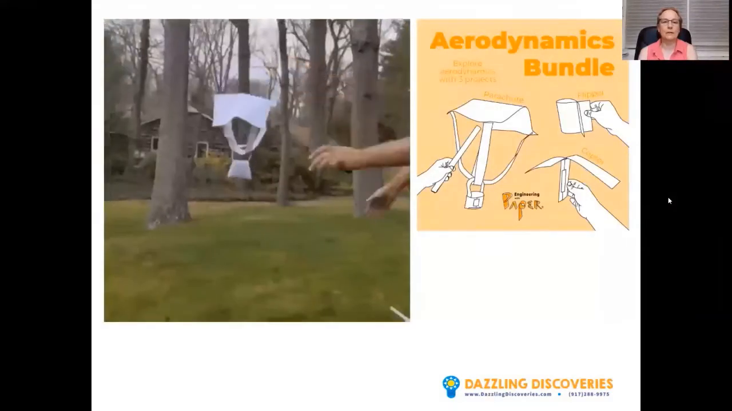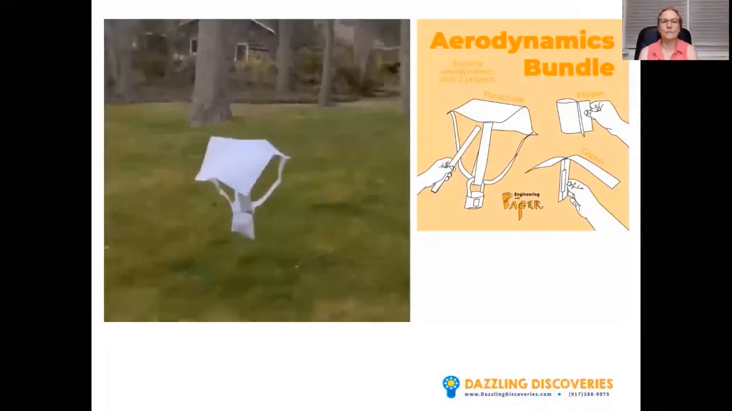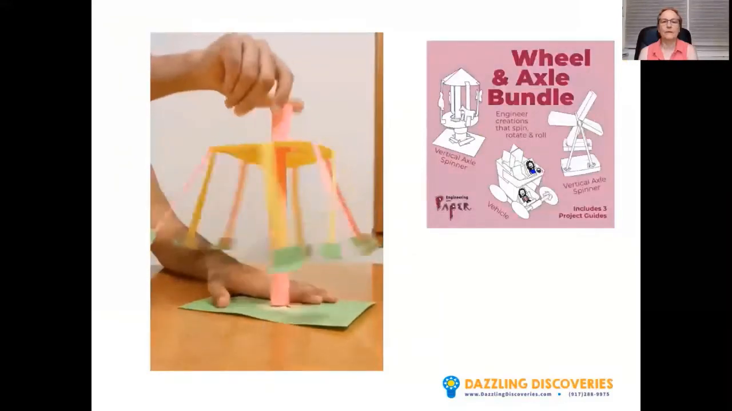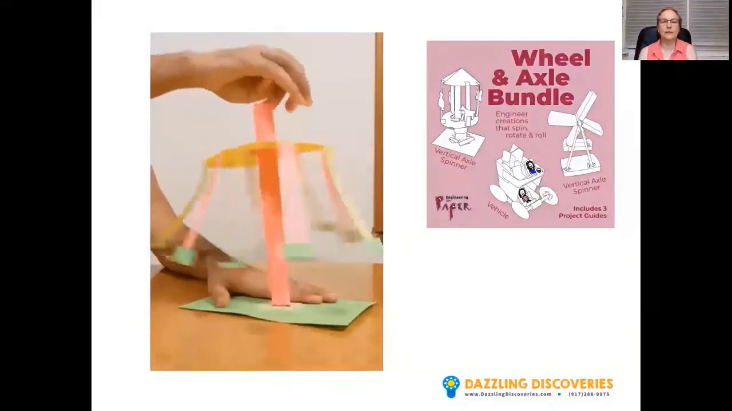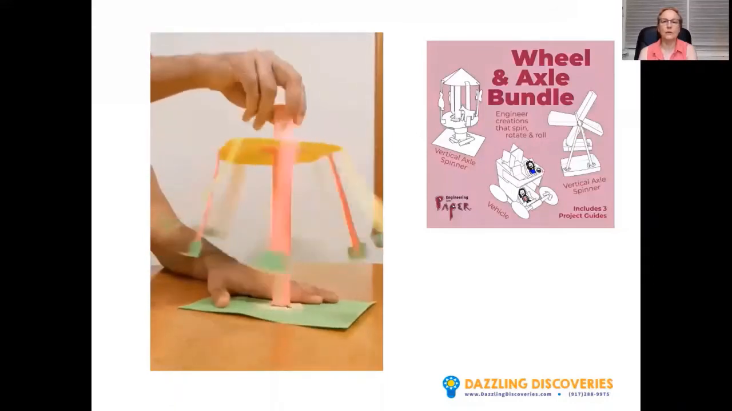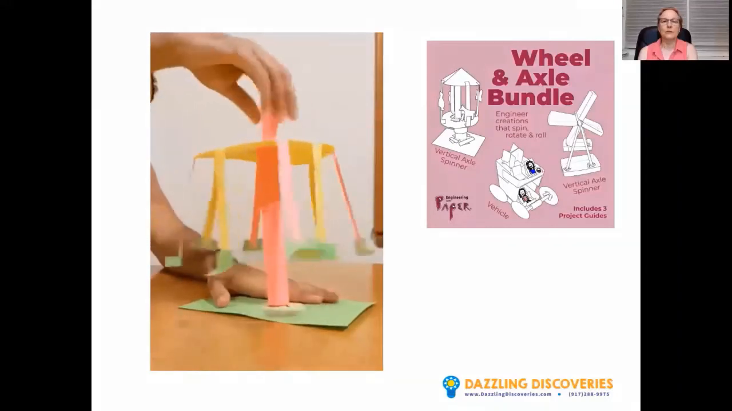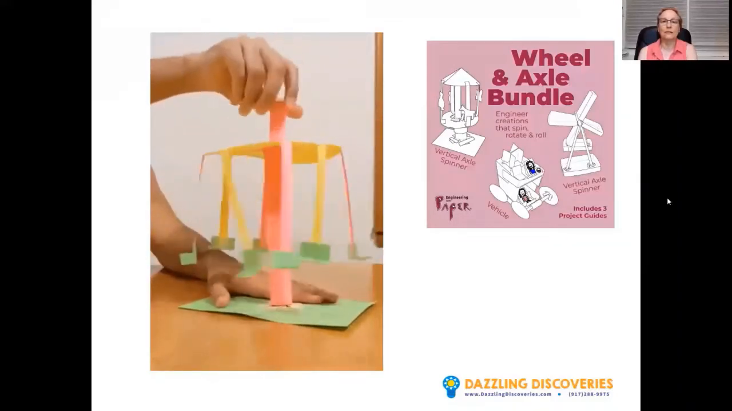This is an example of our parachute project. I'm just going to run through some quick images for you. This is a carousel. Again, these are all simple shapes, cylinders, wider ones, narrower, all simple shapes that your students can use to build almost any kind of project.